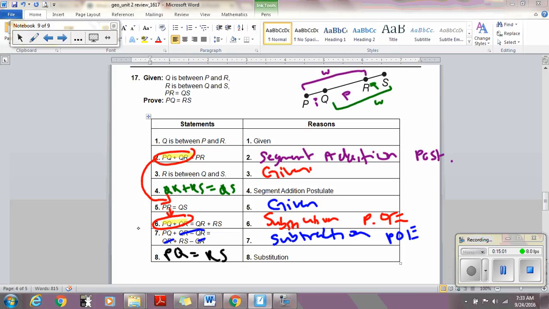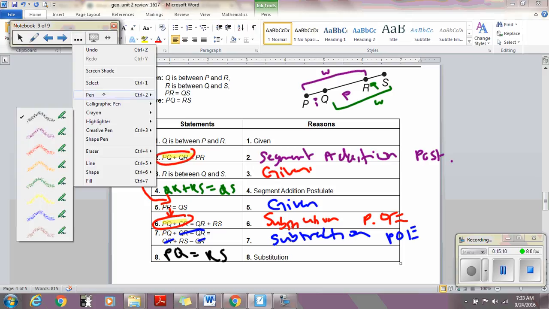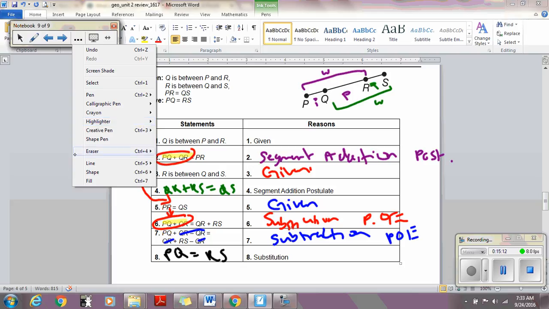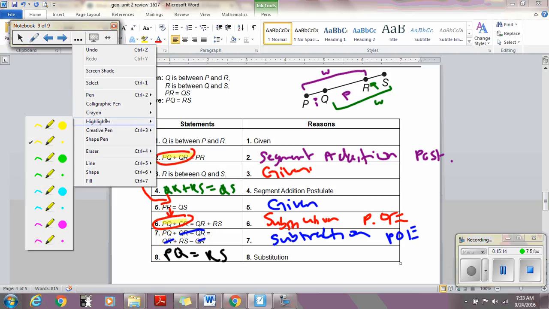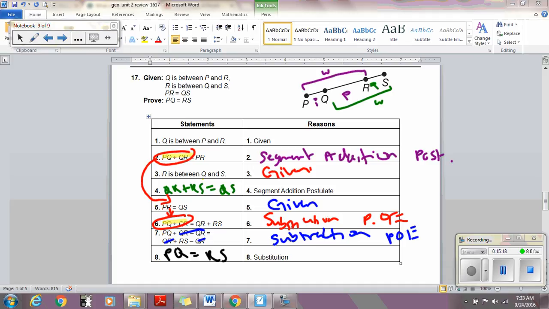And then on the right side, we have to go back and tie it to what we wrote on statement 4 about QR and RS. And then again, we replaced it on the right. So again, it's substitution, not addition.